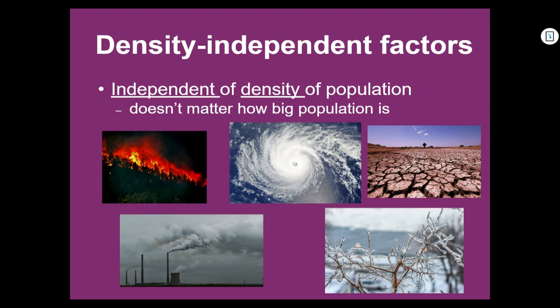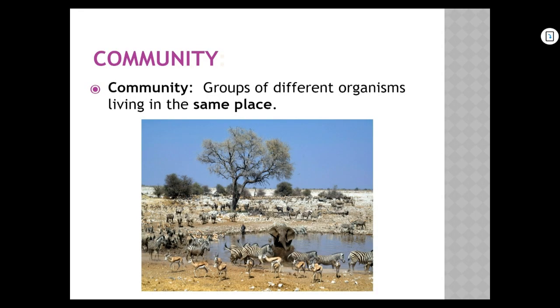And so the winter you see right there, the ice on the plant, it doesn't usually depend on the population, whether winter or how cold it gets or things like that, right? So again, if it's independent, it does not matter the size of the population. Right, then let's move on to community.